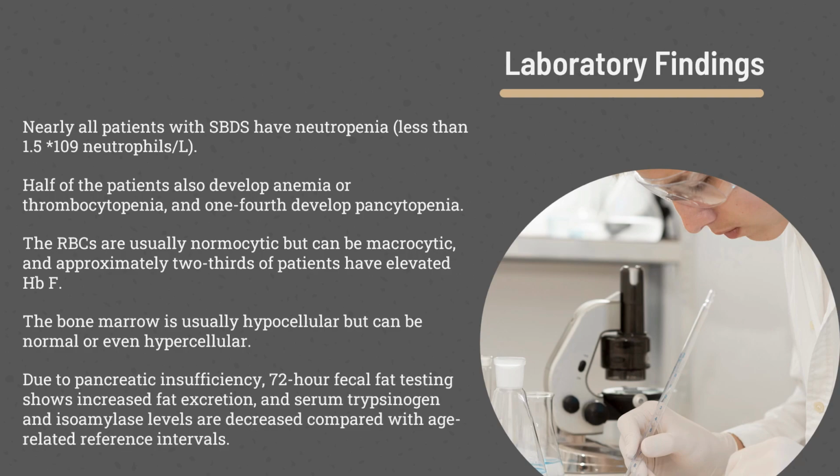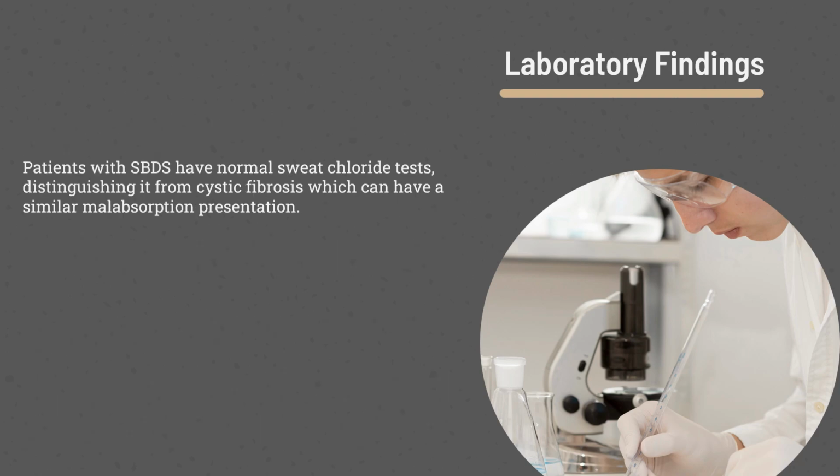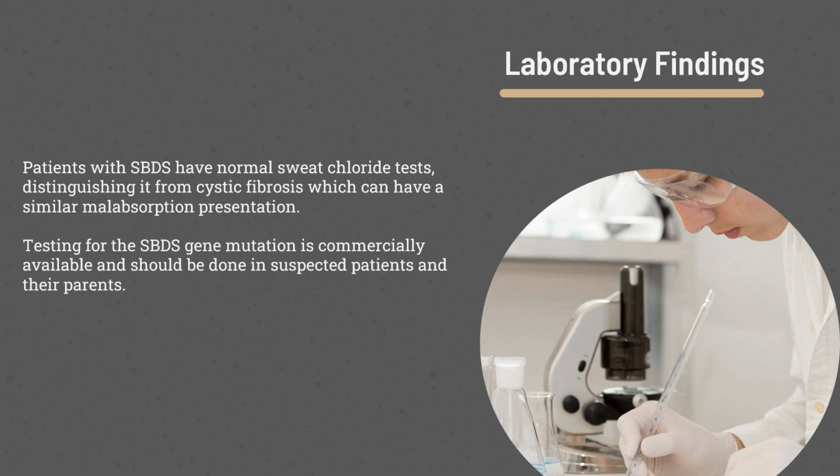Due to pancreatic insufficiency, 72-hour fecal fat testing shows increased fat excretion, and serum trypsinogen and isoamylase levels are decreased compared with age-related reference intervals. Patients with SBDS have normal sweat chloride tests, distinguishing it from cystic fibrosis, which can have a similar malabsorption presentation. Testing for the SBDS gene mutation is commercially available and should be done in suspected patients and their parents.